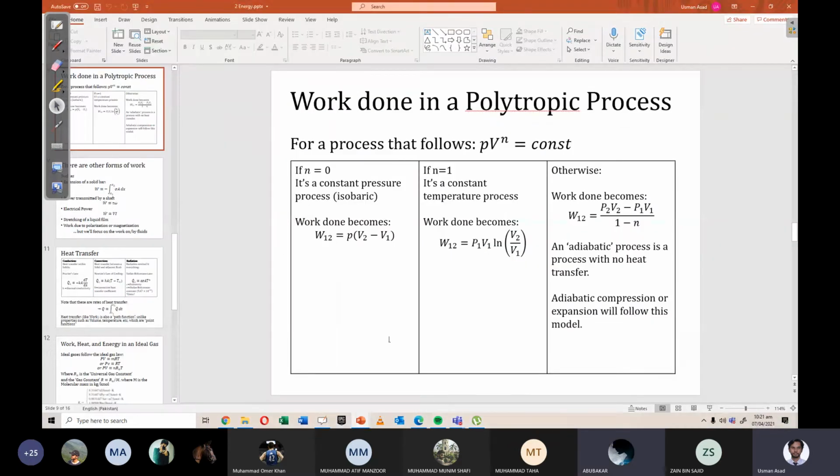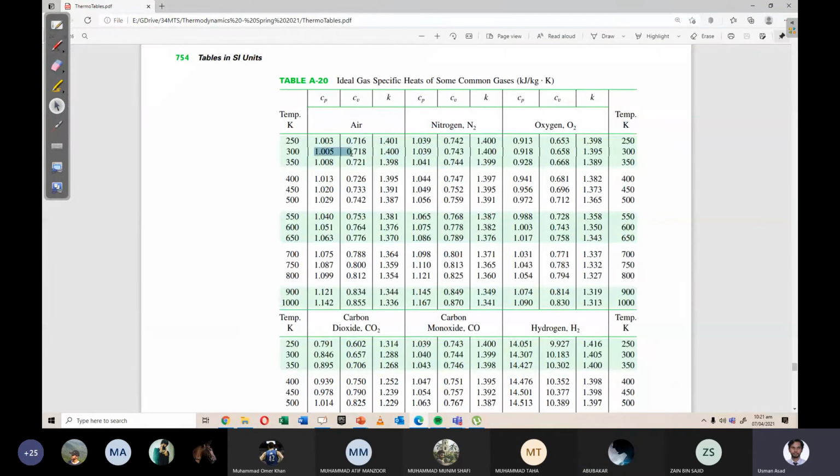Sir, won't this be mCp delta T? One second, let me show these tables once again here. Okay, so these Cp and Cv values are stated for different temperatures, but they don't change much if you look at them. So as long as we are not talking about really high temperatures, it's totally fine to just use the value at room temperature, which is this one. Okay, so unless I tell you otherwise, you can just use a constant value for Cp and Cv.